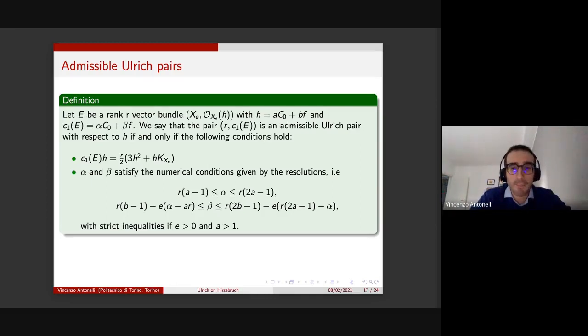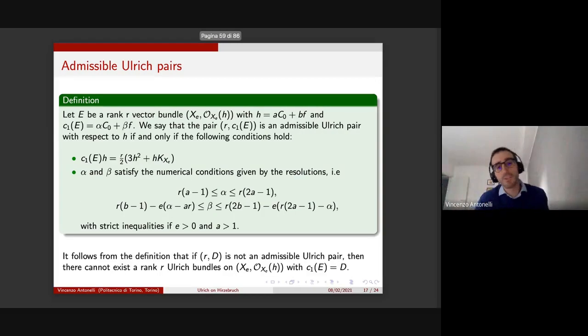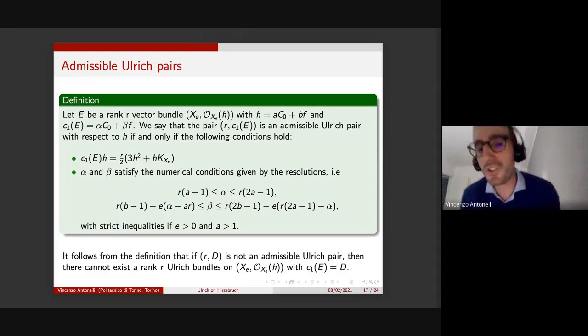Obviously, now I'm about to say something really silly, but let's just say it. From the definition, it follows that if R, C1 is not an admissible Ulrich pair, then there cannot exist a rank R Ulrich bundle with that fixed C1. So that's the idea of an admissible Ulrich pair, as you can imagine.